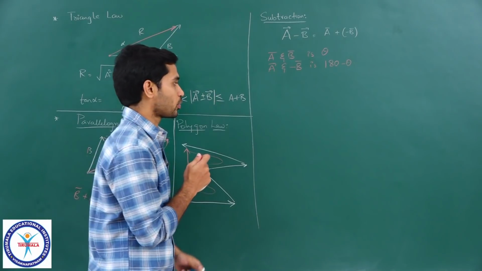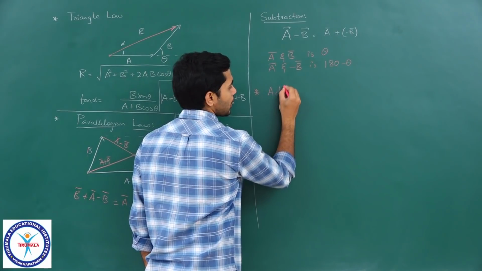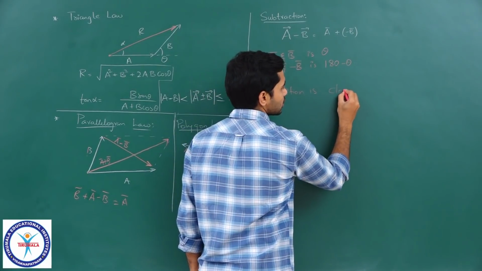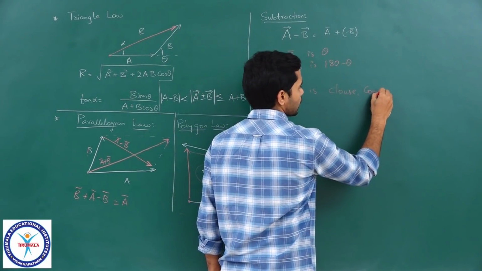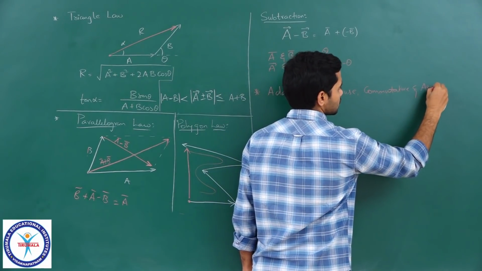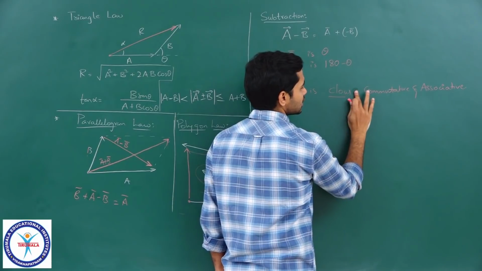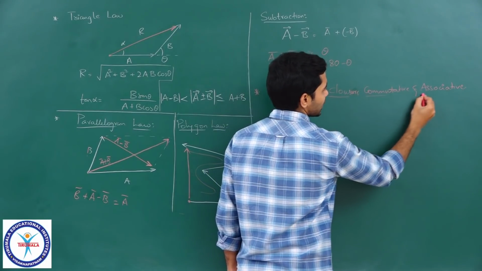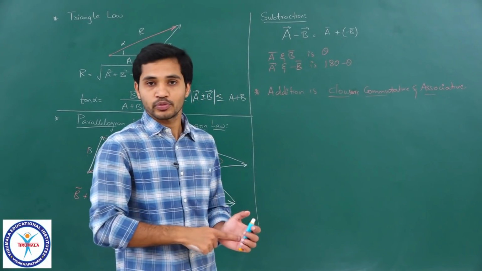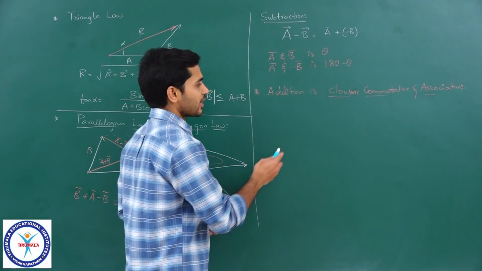One thing we can say about addition is that addition of vectors is closure, commutative and associative. I guess you would have come across these terms in your lower classes. You would know what the meaning of that is also: closure property, commutative property and associative property, right. So, vector addition is going to follow all these three properties. I will give you a brief idea what this means.